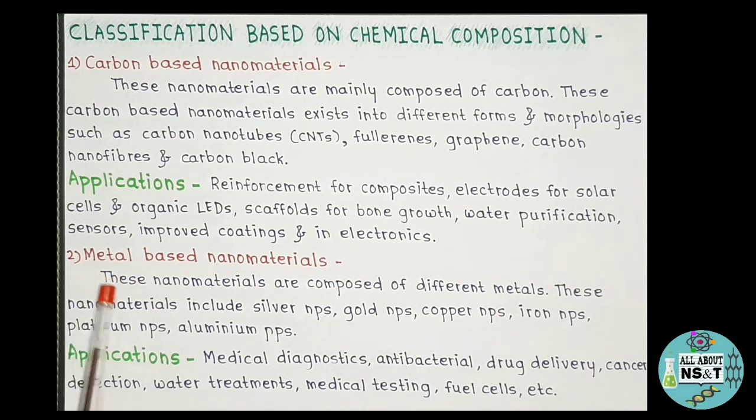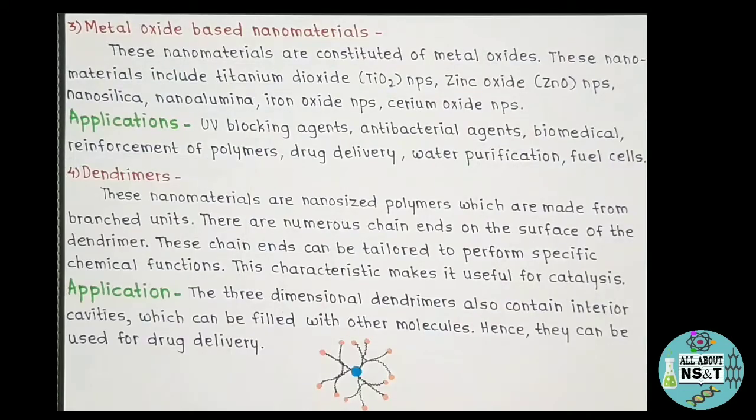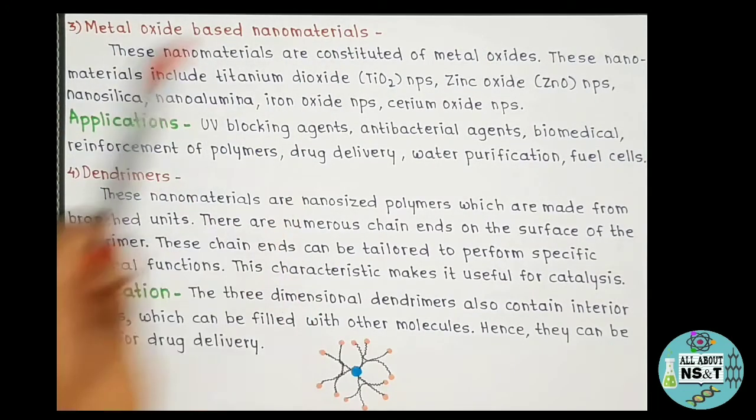The second type is metal-based nanomaterials. Again, as the name indicates, these nanomaterials are composed of different metals. So obviously the nanomaterials included in this category are silver nanoparticles, gold nanoparticles, copper nanoparticles, iron nanoparticles, platinum nanoparticles, aluminum nanoparticles, etc. These nanomaterials find their applications in medical diagnostics, antibacterial applications, drug delivery, cancer detection, water treatments, medical testing, fuel cells, etc.